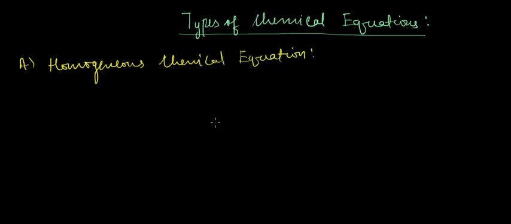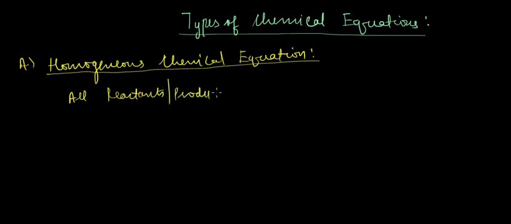Okay. So in a homogeneous chemical equation, all reactants and products are present in the same phase.